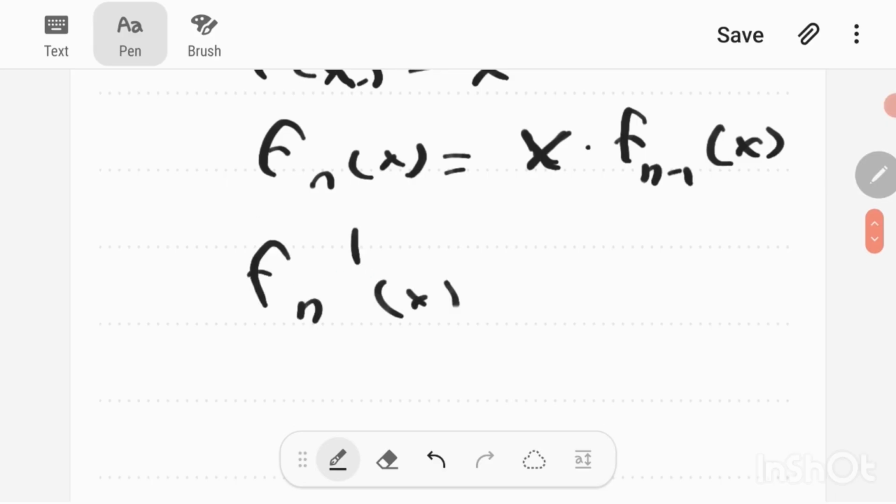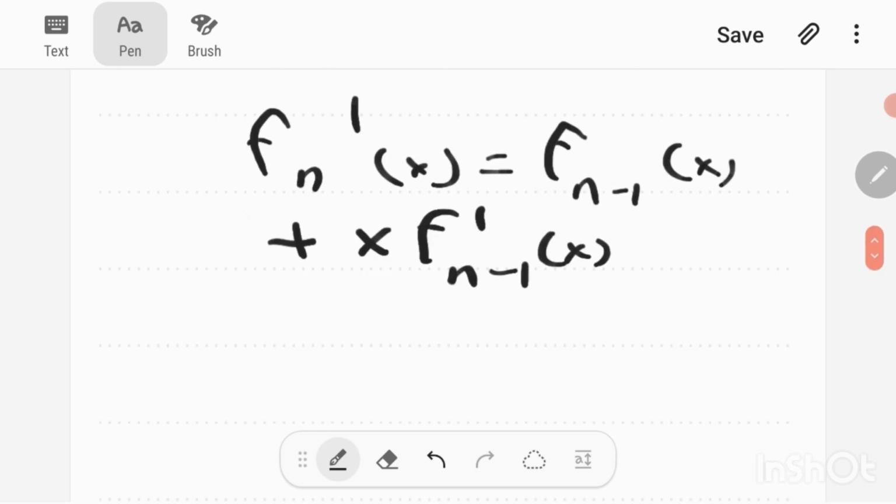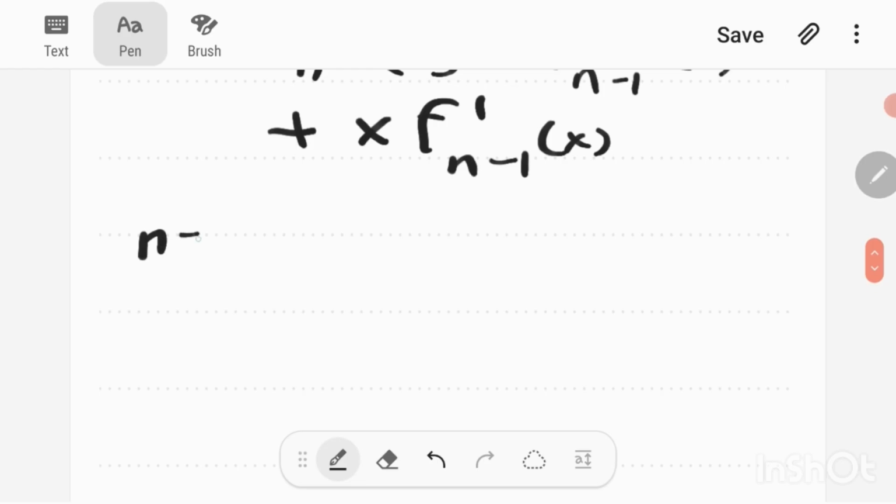So we can find the derivative f_n prime of x as the derivative of x, which is 1, times f_{n-1} of x, plus the derivative of f_{n-1} of x, which we can write as f_{n-1} prime of x, times x, like that. So this is a recursive formula.